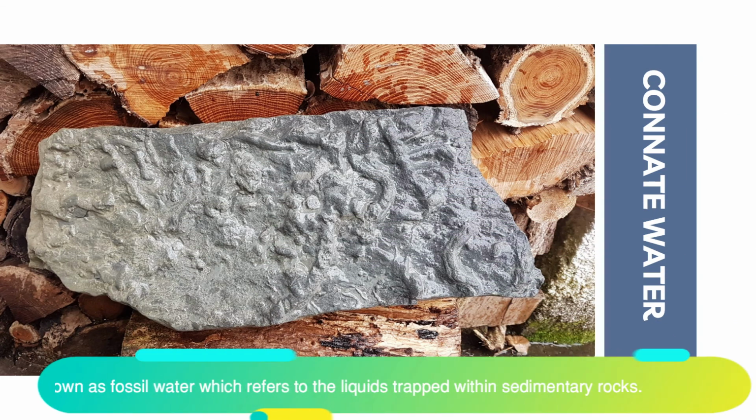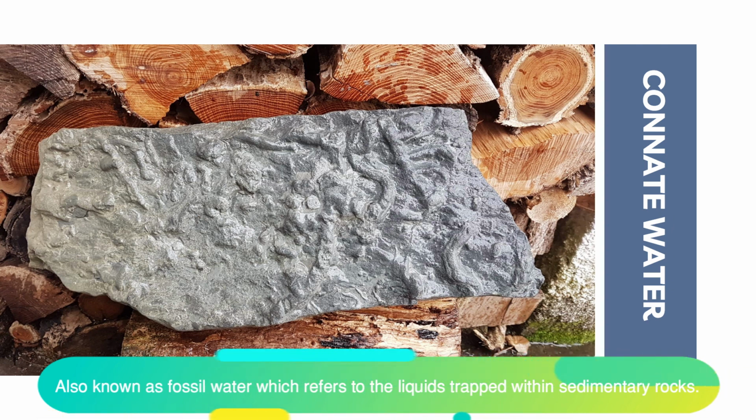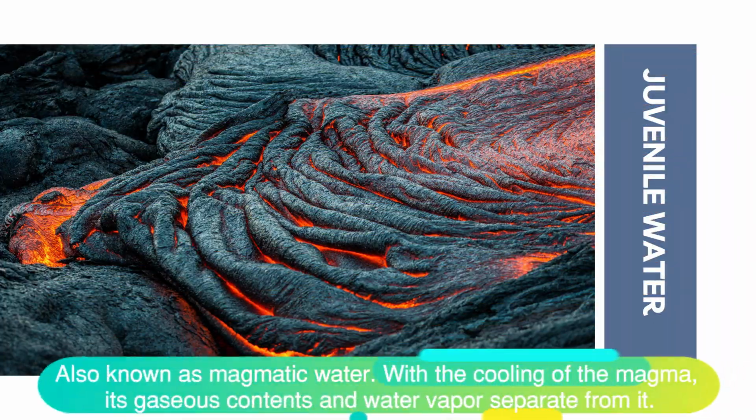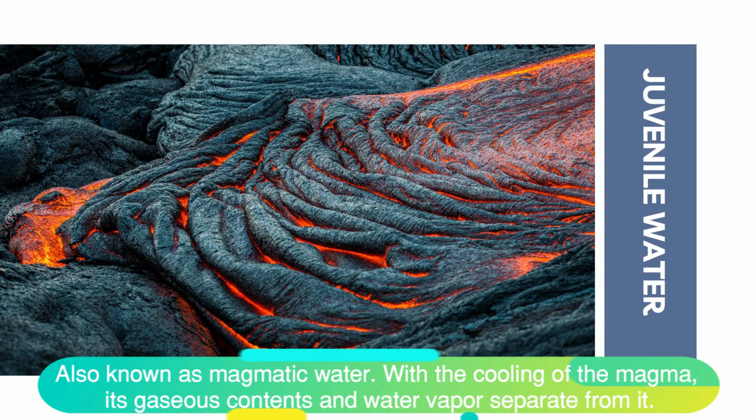Second is the connate water, also known as fossil water, which refers to the liquids trapped within sedimentary rocks. And lastly is the juvenile water. It's also known as magmatic water. With the cooling of the magma, its gaseous contents and water vapors separate from it.